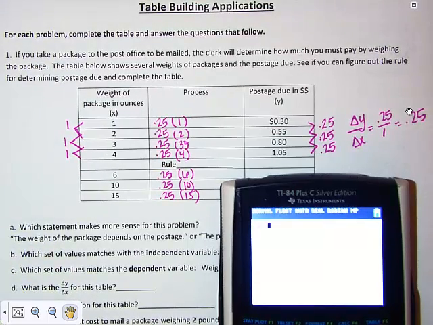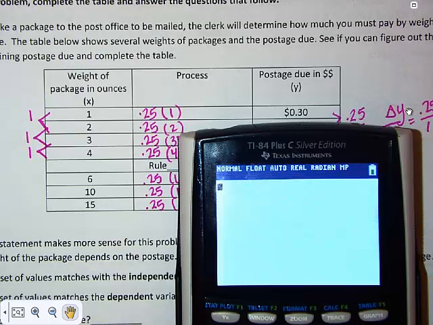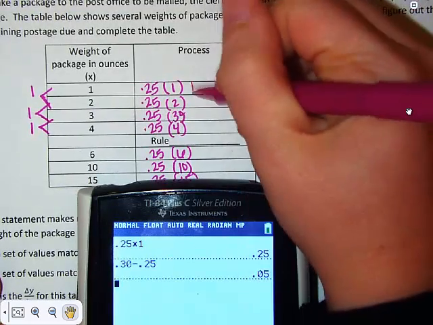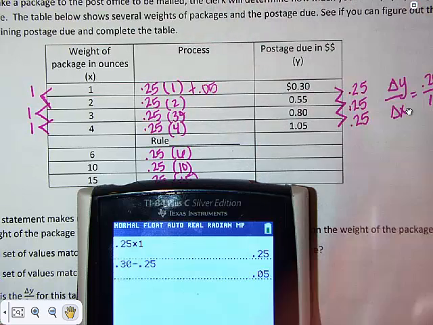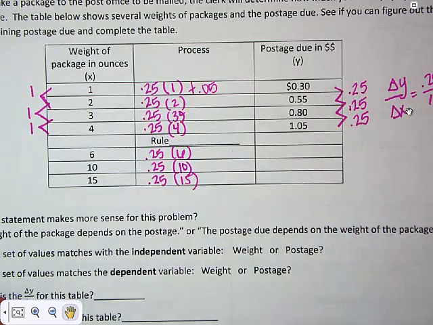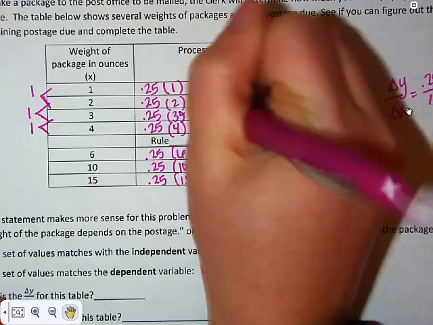So 0.25 times 1 is 0.25, and the difference between 30 cents and 25 cents is 5 cents. So that's going to be my constant. So I'm going to go ahead and say plus 0.05. And then let's see if that works for our second set of values. 0.25 times 2 plus 0.05 is 0.55. So I know that I found my constant value. So I'm going to go ahead and write that all the way down.